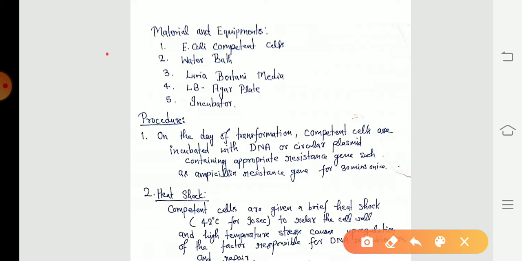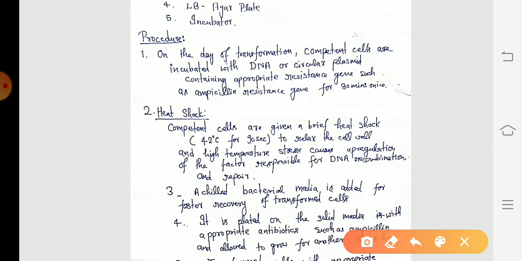E. coli competent cells, water bath, Luria Bertani media, LB agar plate and incubator are required. Competent cells are incubated with DNA or circular plasmid containing an appropriate resistance gene, such as the ampicillin resistance gene, for 30 minutes. This is the procedure, and after that, heat shock is given to the competent cells.